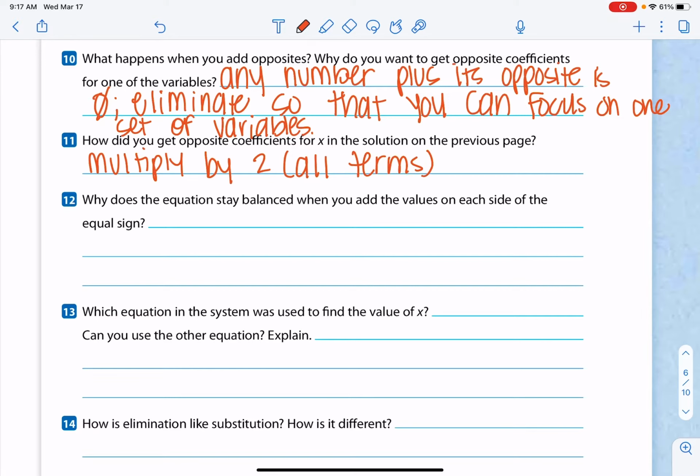All right, number 12, why does the equation stay balanced when you add the values on each side of the equal sign? It stays balanced because what you've done to one side, you did to the other. Okay? Because you added to both sides and not just to one.